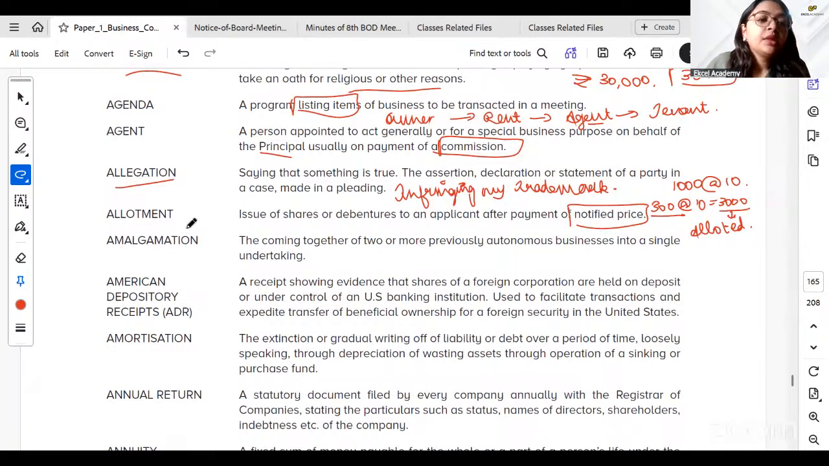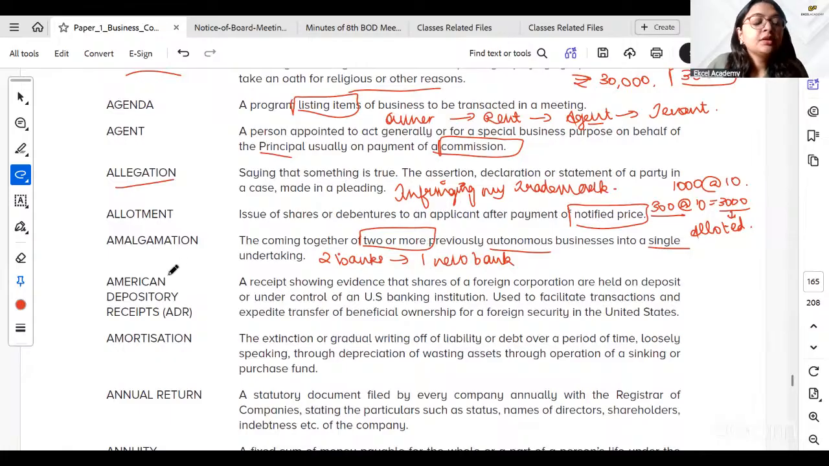Okay, amalgamation: the coming together of two or more previously autonomous businesses into a single undertaking, right? Two or more previously autonomous, that is, they were not connected earlier. So let's say two banks merged into one new bank.